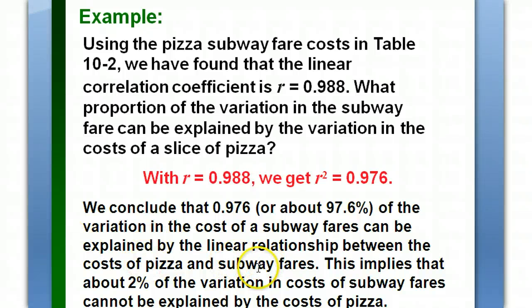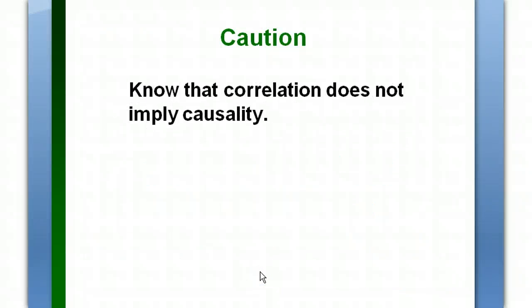Both of them changed. The cost of pizza went up, subway fares went up just because of the CPI, the Consumer Price Index, inflation. Just time went on and things became more and more expensive. So that was more of the cause, but the correlation still exists and is still strong between these two. So really important idea: correlation does not imply causation.